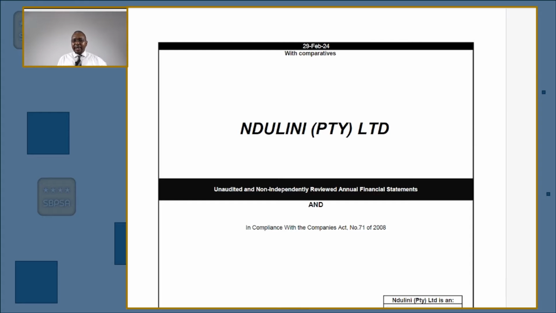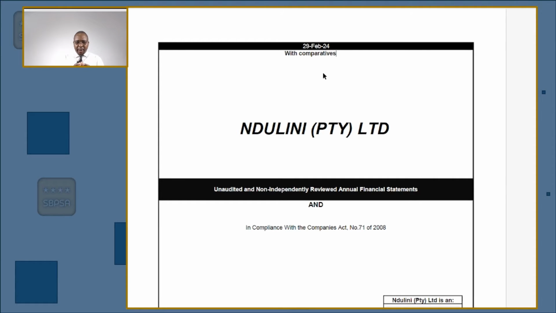Okay, on page 1, don't worry about the number of pages. That is 60 pages. We're going to cover that very well. So if you look on the first page of the financial statements, you will see that there is an accounting period, 29 February 2024. That is the year of the business. Remember, this business, Ndolini, has got a year end of 1 March each year, and ends on the last day of February. That information is included there. So when they say with comparatives, it means that we've got 2024 and 2023. We will find them in this one set of financial statements.